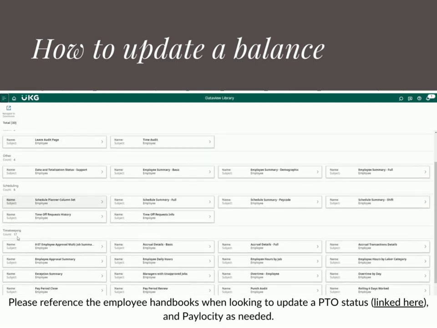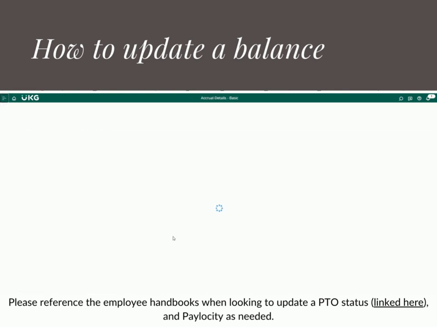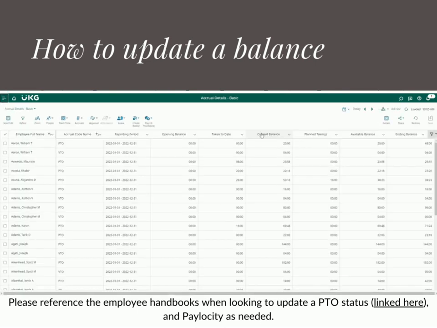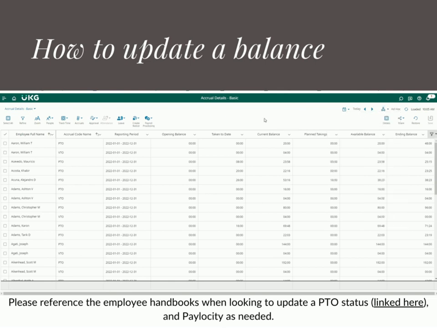You'll scroll down to the timekeeping section and look for the one that says Accrual Details Basic. Click on that, and it will pull up a report of everyone's current time off balance, as you can see here. If you need to filter a certain group, feel free to use the Hyperfind option, which would allow you to make edits to that entire group altogether if that applies to your situation.